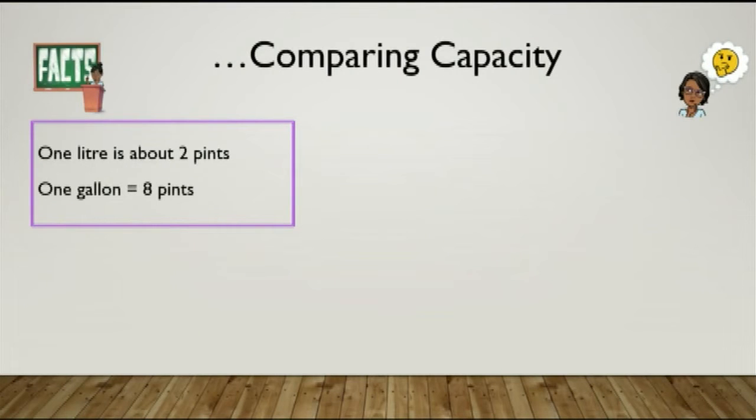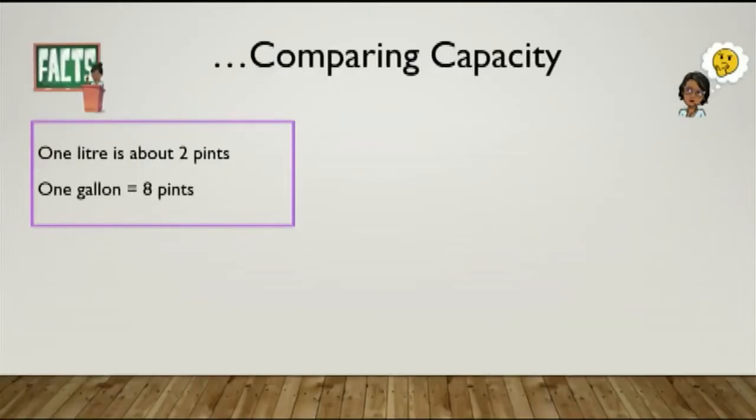All right, here's a fact that you need to remember. You need to remember it because sometimes it's stated in the exam and sometimes it's not. 1 liter is about 2 pints. Let's go again. 1 liter is about 2 pints. 2 of these make 1 of this.